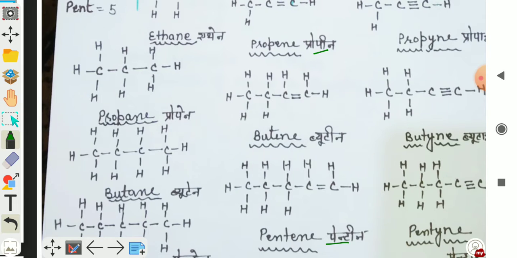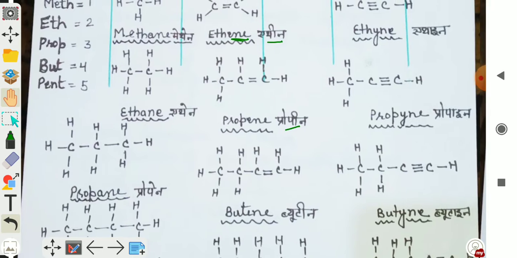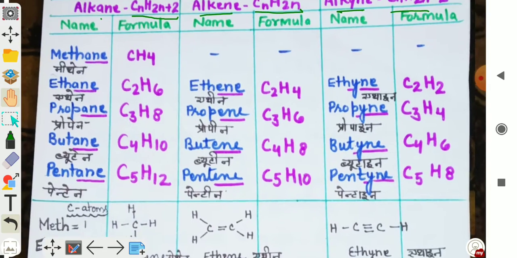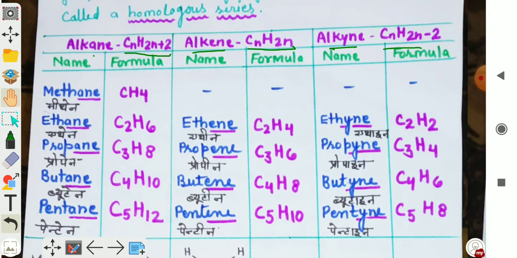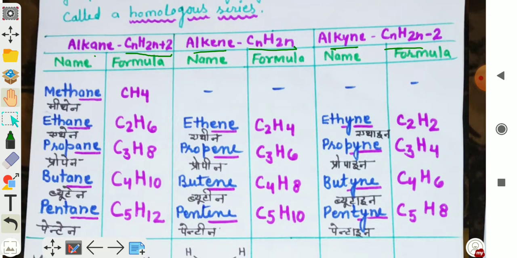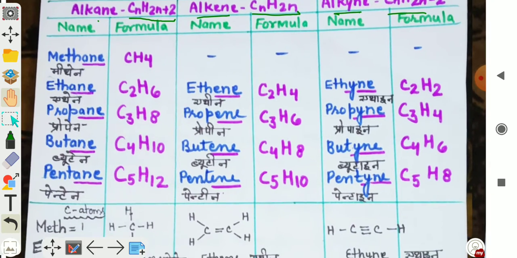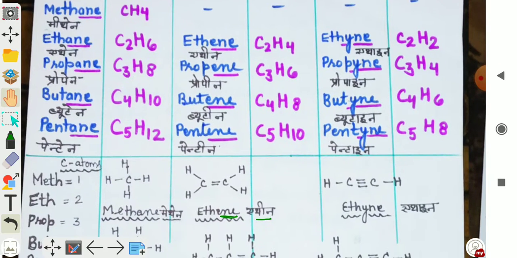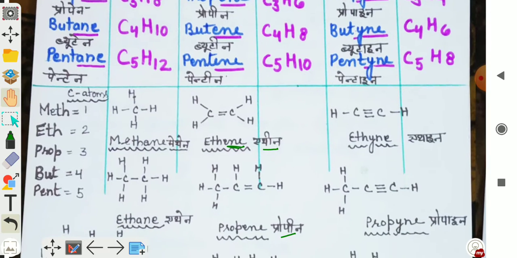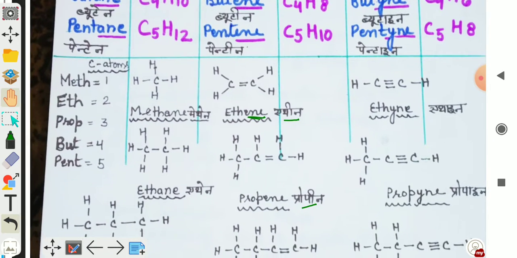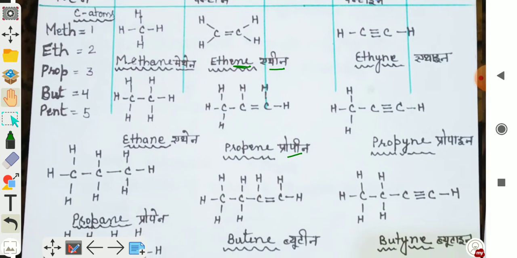Similarly, the third series is the alkyne series. General formula is CnH2n minus 2. n is the number of carbon atoms. First member is ethyne, C2H2, then propyne, butyne and pentyne, C5H8. And also the structural formulas are written for you.